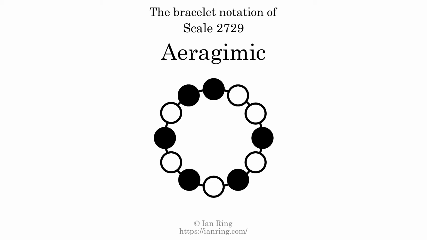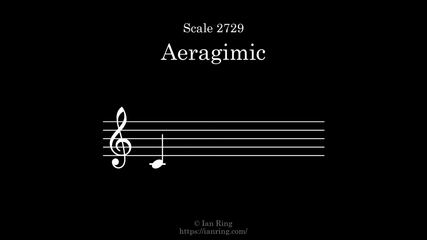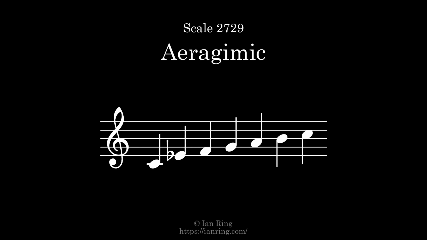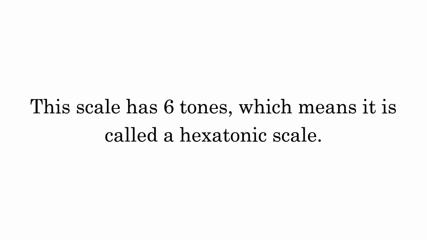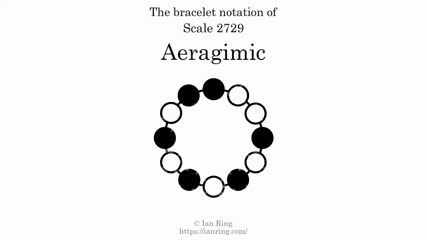2729, Aeragimic, which sounds like this. This scale has 6 tones, which means it is called a hexatonic scale. This is a bracelet notation diagram of scale 2729. The shaded circles represent tones that appear in the scale, and they are read clockwise, starting at the top.